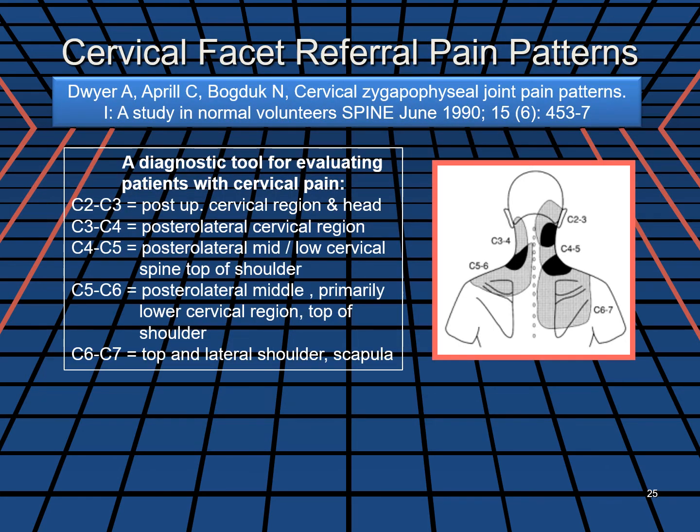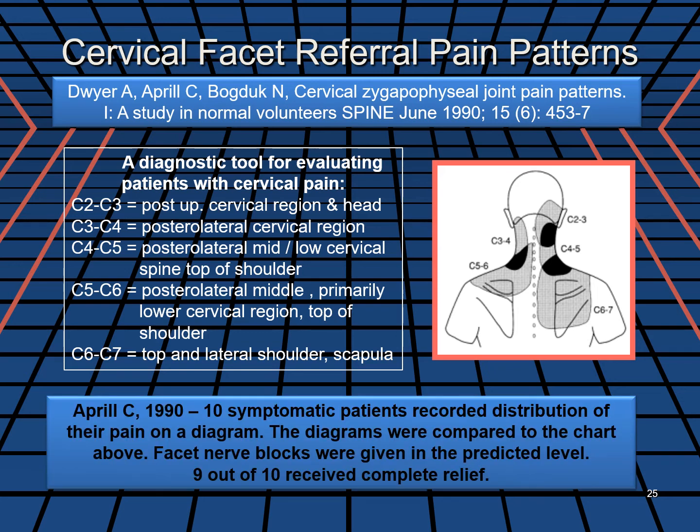All right, we mentioned that the cervical facets have been mapped, and here they are. That's a pretty common chart. Maybe you've seen it before, maybe you have not. But here's an interesting study that was published in 1990. Ten symptomatic patients recorded a distribution of their neck pain on a diagram. The diagrams were compared to this chart right here. And then facet nerve blocks were given at the predicted level.